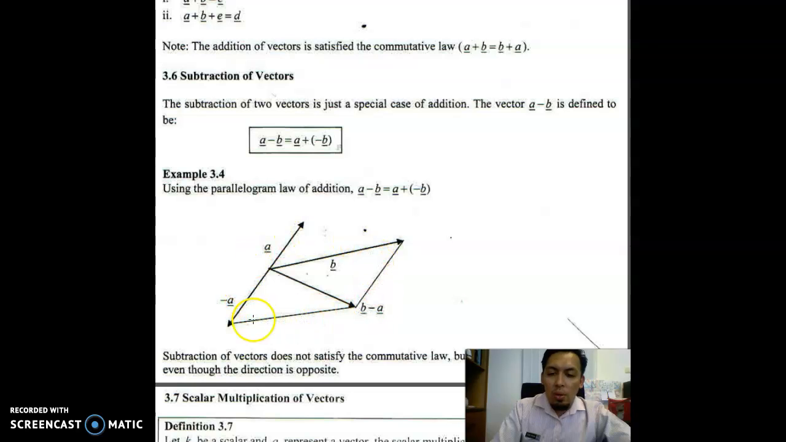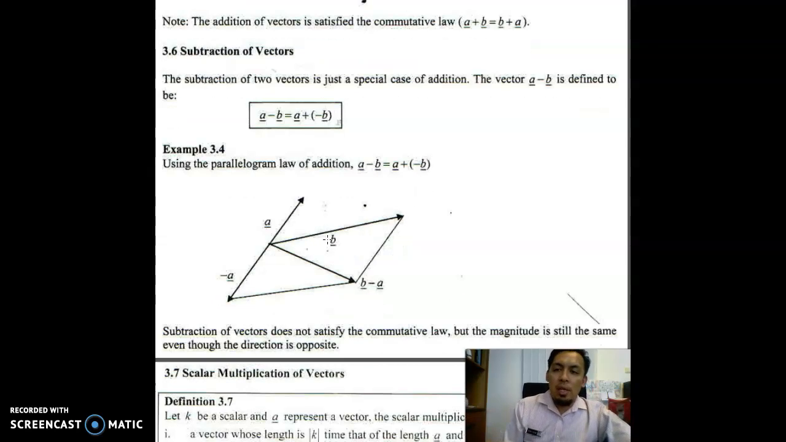The picture that you look at down here is not really talking about A minus B. This talks about B minus A. Let's look at B minus A first. B minus A is also equal to B plus negative A. So we have B, and then this is A, but we don't want to sum it with A, we want to sum it with negative A. So negative, as we have already known before, should be the other way around. So negative A will be this way.